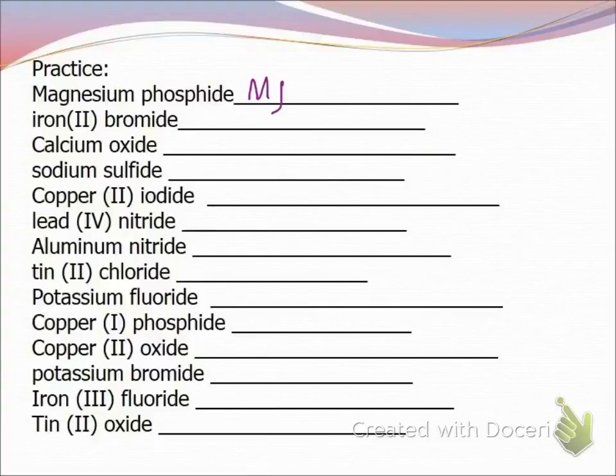So magnesium is a group 2 metal, and so its charge, or its ion, is a 2+. Phosphide is in group 15. It needs 3 valence electrons, and so it's going to take 3, so it's going to have a -3. So in order to put those together so that it's electrically neutral, I'm going to need a total charge of +6 and -6. That means I'm going to need 3 magnesium and 2 phosphorus.